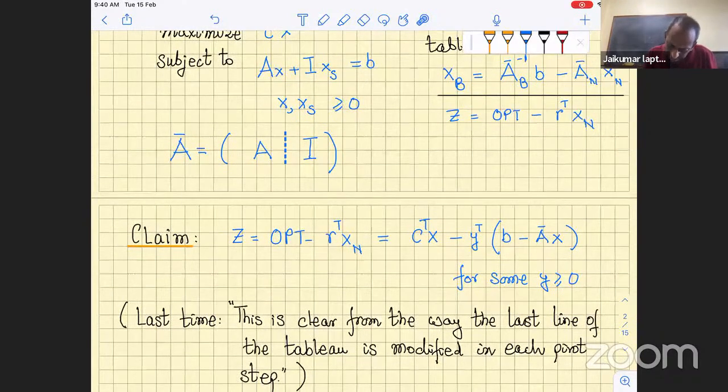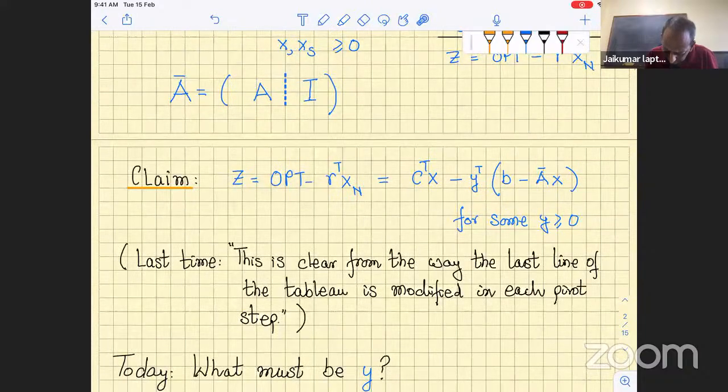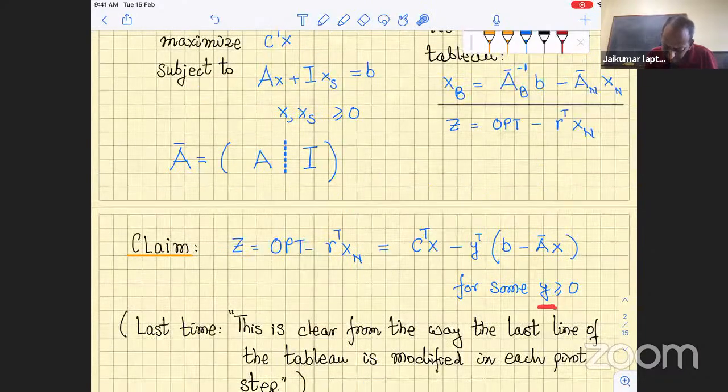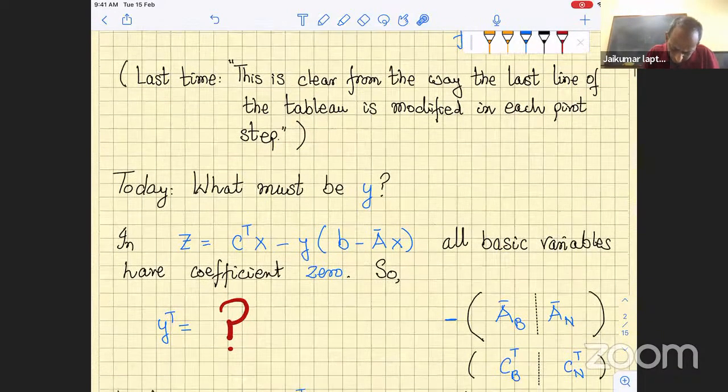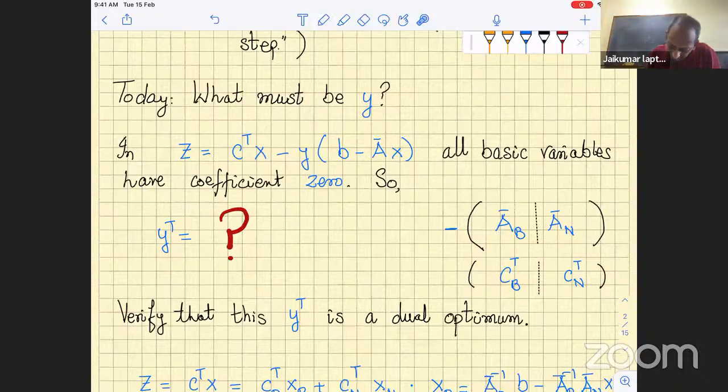Now, this time we'll be slightly more explicit. Actually, we can guess Y from this already. We were just being a little lazy. We said, oh, we have just added some multiples of those equations to the last line, so there must be some Y. But we can actually be explicit. We can say what that Y should be. And I would like you to help me with this. So what do we have?